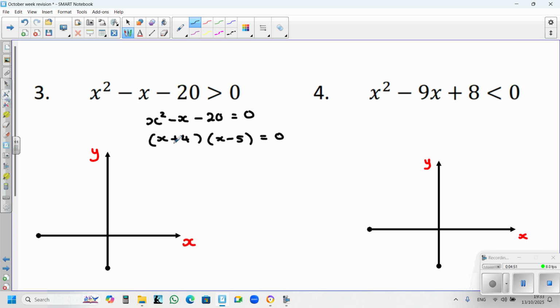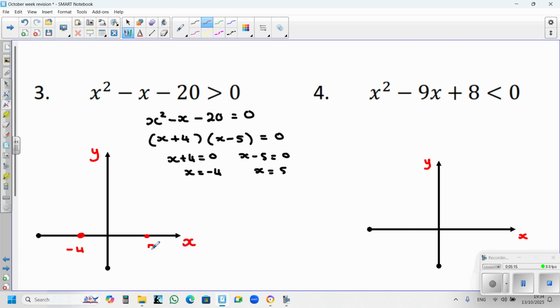And you can do that the long way. So either x is equal to, and you'd always write this down in your test, don't miss out that wee step. Okay, I might miss it out in these videos, but you must write it in the test. So x is negative 4, x minus 5 equals 0, so x is equal to 5. So I've got two roots. I've got one at negative 4, and I've got one at 5.